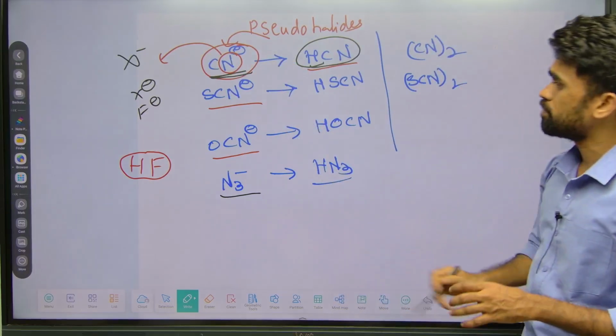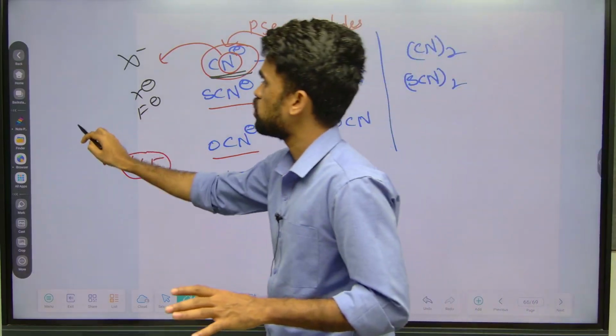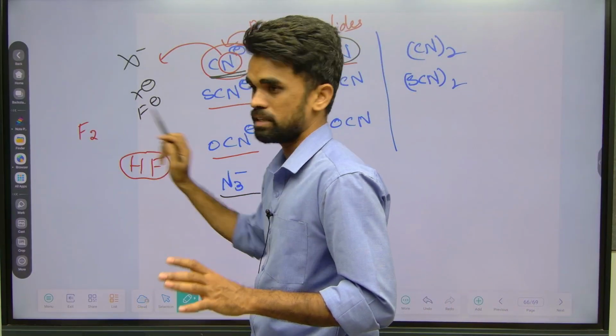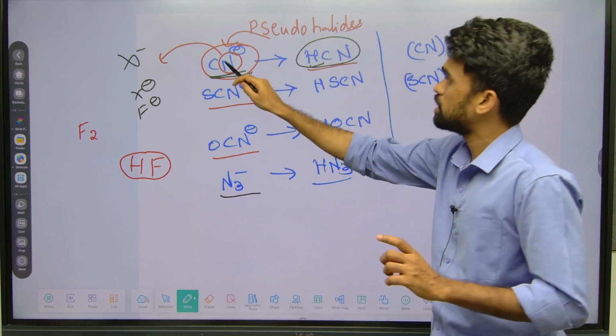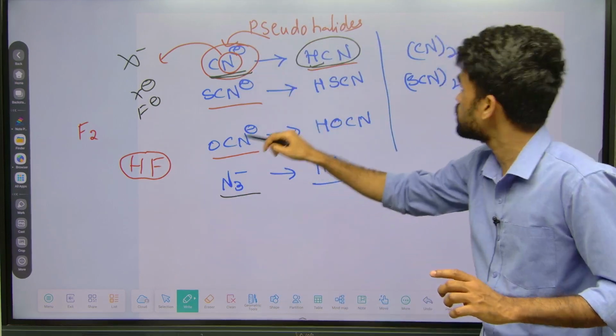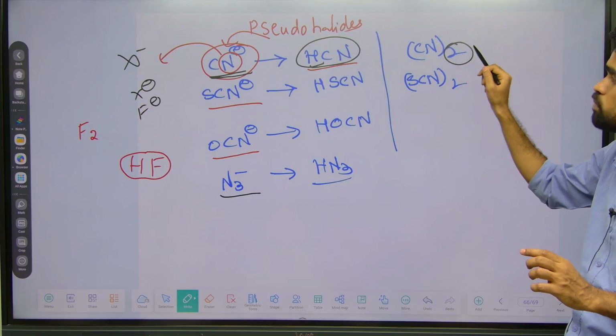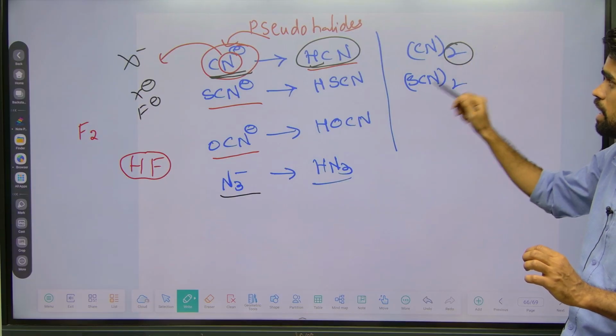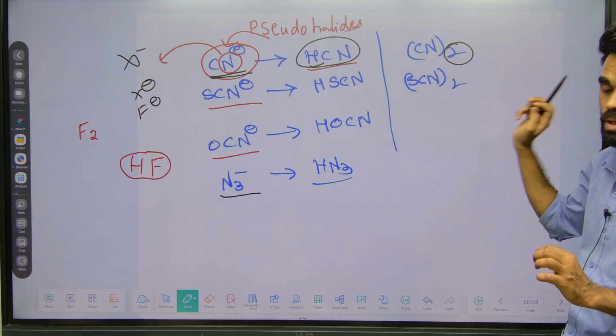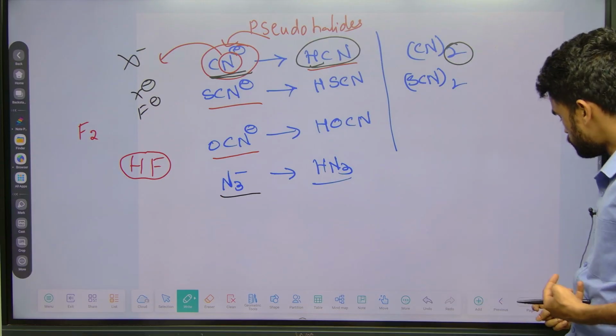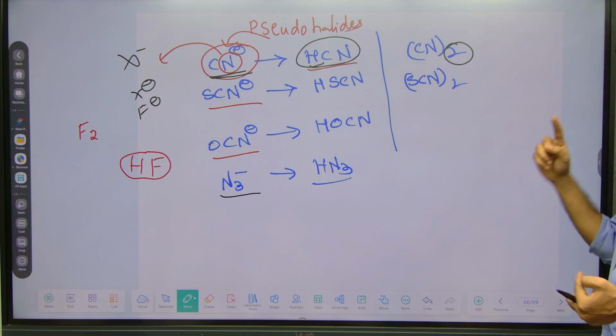Now we know halogens exist in diatomic form like this. Similar to that, these pseudo halides also exist in dimeric form, like (CN)2, (SCN)2, like that. Okay. Done. Completed?